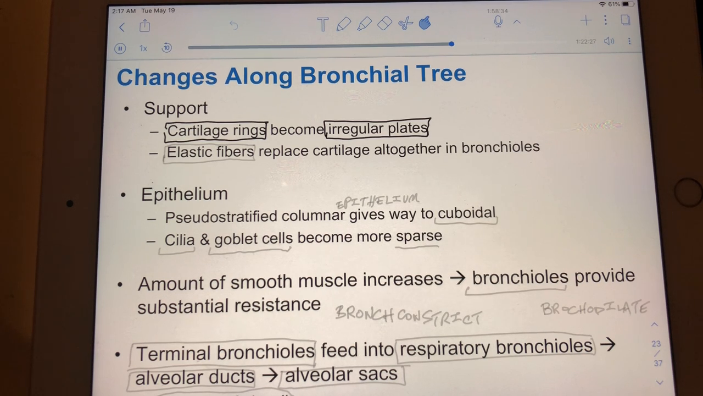And then eventually, when we are in the bronchioles, we're going to get rid of cartilage entirely and rely on elastic fibers in dense elastic connective tissue to provide a scaffolding of support, okay? The epithelium lining the lower respiratory tract also changes. Inside the trachea, pseudostratified columnar epithelium. Inside the bronchi, pseudostratified columnar epithelium. But as we get into those smaller and smaller branches, we're going to transition to simple cuboidal epithelium, okay?